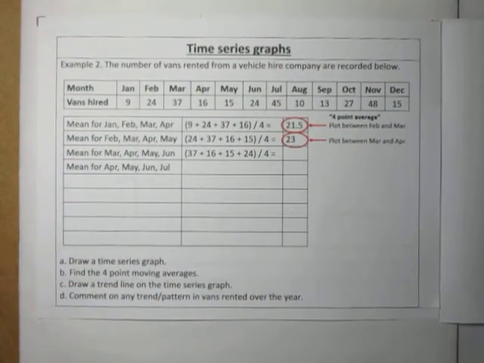Okay, so let's look at this example then. The number of vans rented from a vehicle hire company are recorded below. Draw a time series graph, find the 4-point moving averages, draw a trend line on the time series graph, and comment on any trend or pattern in the vans rented over the year.